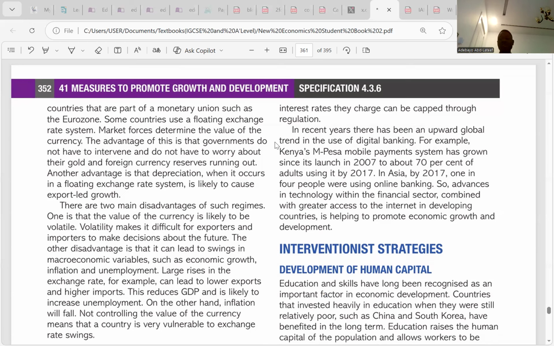So if a country is using a floating exchange rate system, it simply means the market forces of demand and supply determine the exchange rate in that country. And if the exchange rate of that country is decided by the market forces of demand and supply, it simply means goods that come in and out of that country will be determined by the free markets. And the advantage, like I said earlier, is that government spending would fall. Government would not have to spend its gold reserve or foreign reserve to manipulate the economy.